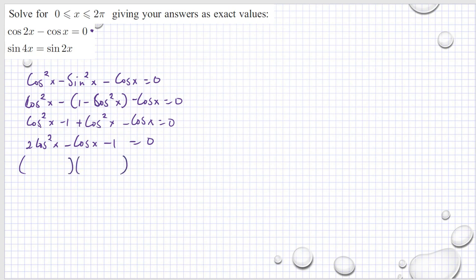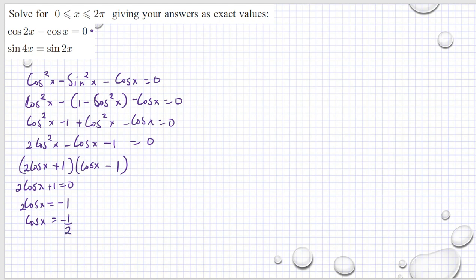Factoring, we have 2 cosine x, and then we have cosine x here. We have negative, negative, so we need negative 1 here, and then positive 1 there. So the first is cosine x plus 1 is equal to 0. So we have cosine x is equal to negative 1. So cosine x is equal to negative 1/2.